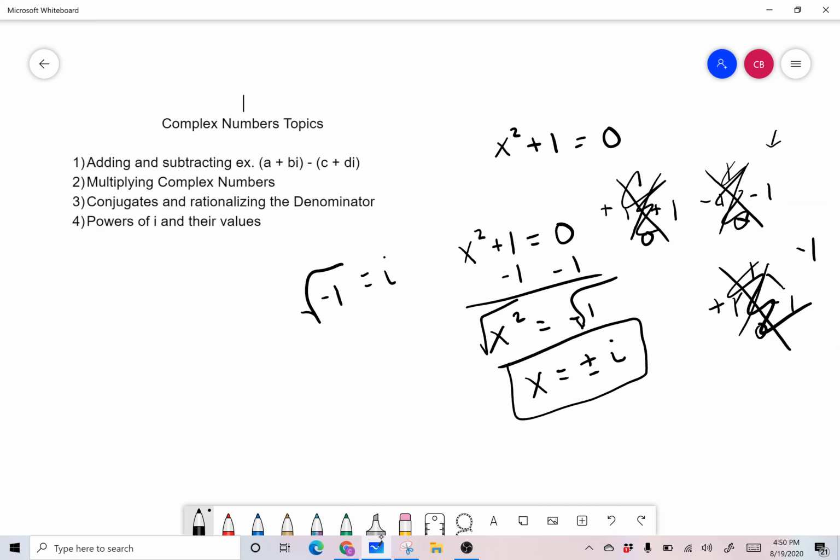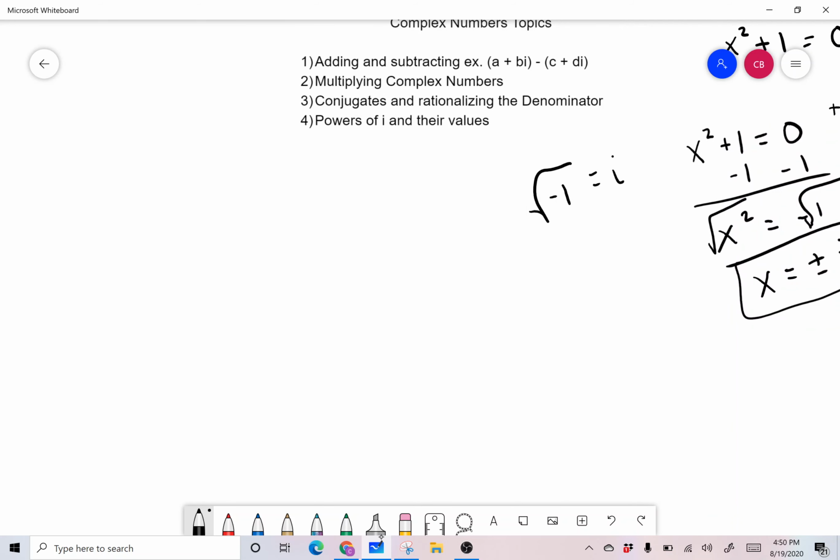Okay, now when you add and subtract numbers that involve i, for instance, if we have the square root of negative 4 plus the square root of negative 1, well, this is simply 2i plus i, which is equal to 3i. The reason is because the square root of 4 is 2, and the square root of negative 1 is i, and so we just get 2i plus i.